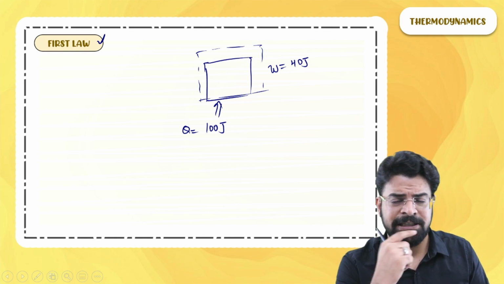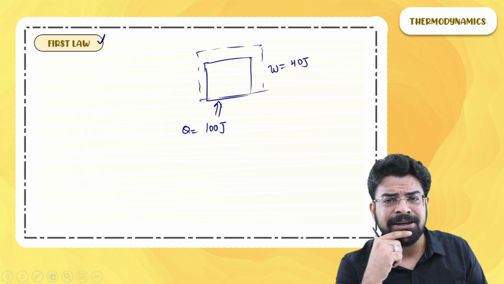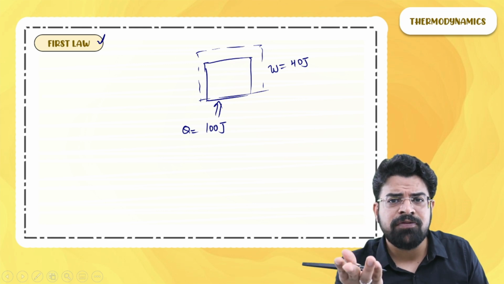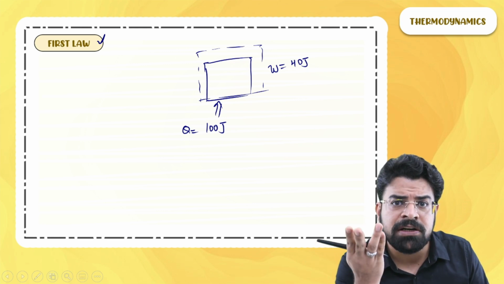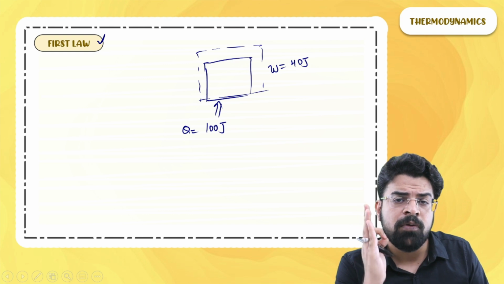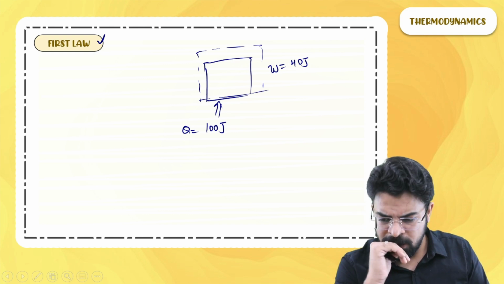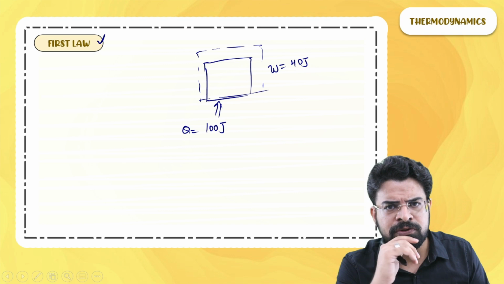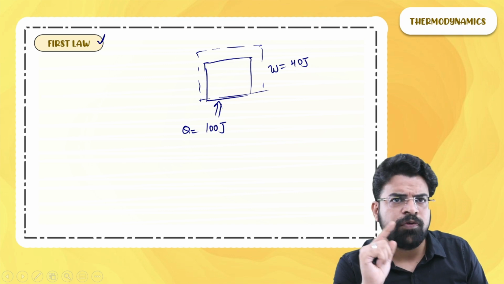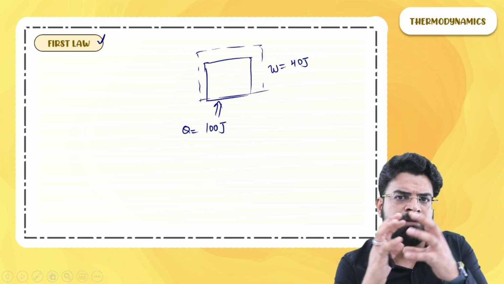Or will it remain same? So you will say, sir, there is something called principle of conservation of energy. Energy can neither be created nor destroyed. It can only be converted from one form to another. We are providing a heat of 100 joule. Out of the 100 joule, 40 joule has been utilized to do the work on the surrounding.